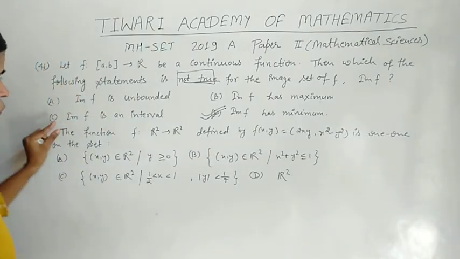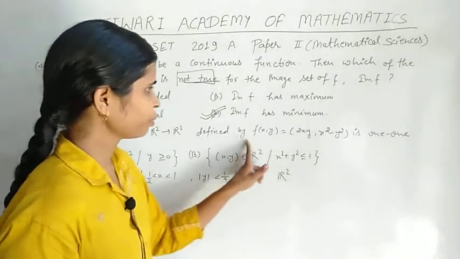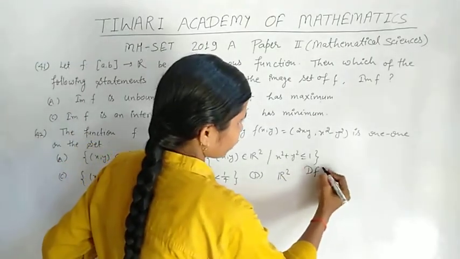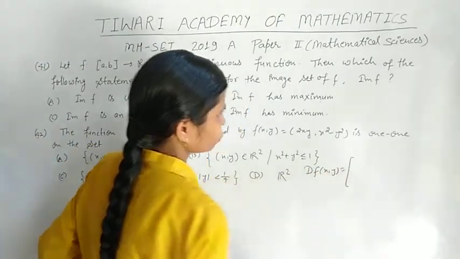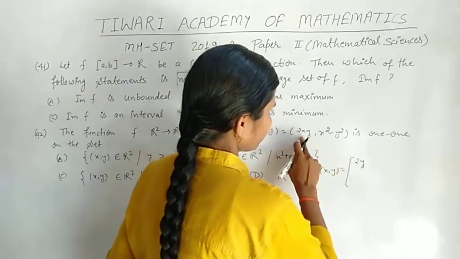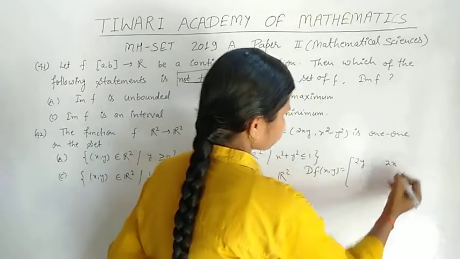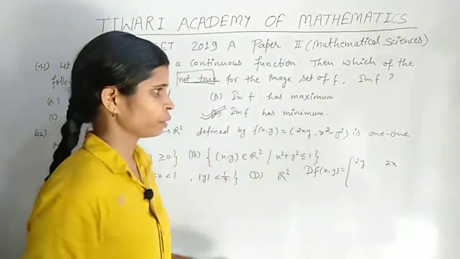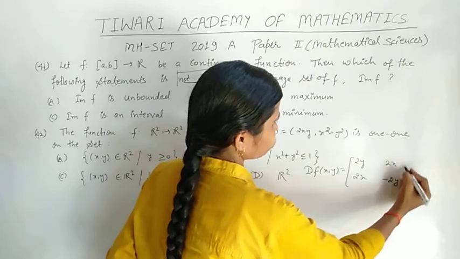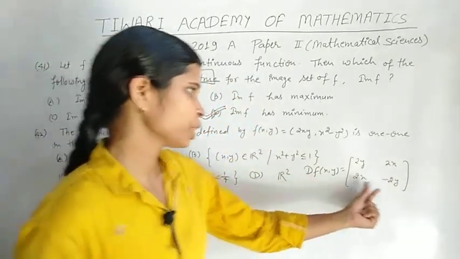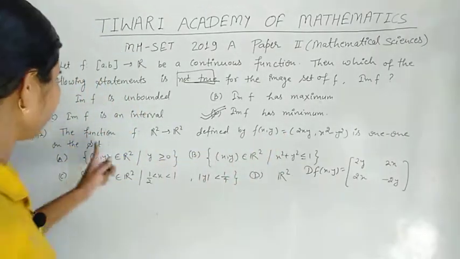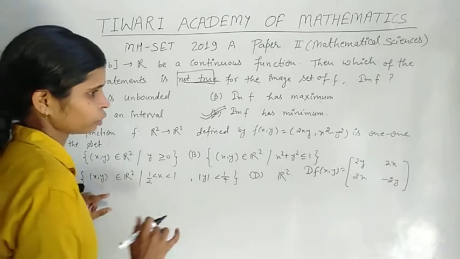Question number 42. The function f from R2 to R2 is defined by this. So if we take its derivative, Df(x,y) is equal to the partial derivative with respect to x, 2y, the partial derivative with respect to y, 2x. In the second row, the partial derivative with respect to x, 2x, the partial derivative with respect to y, minus 2y. If this derivative's determinant is not equal to 0, then the function is one-one on the set.